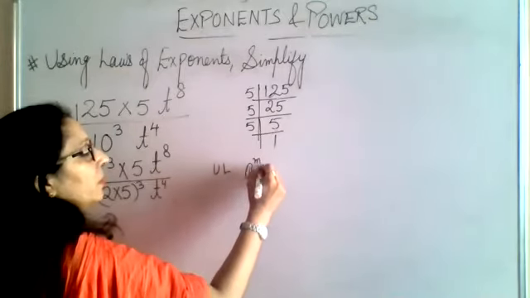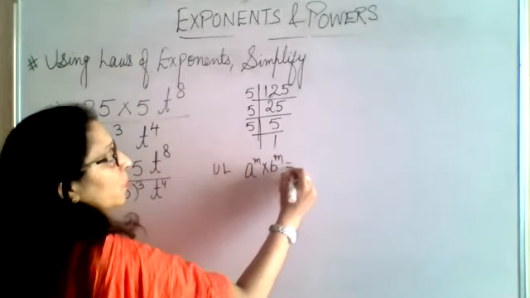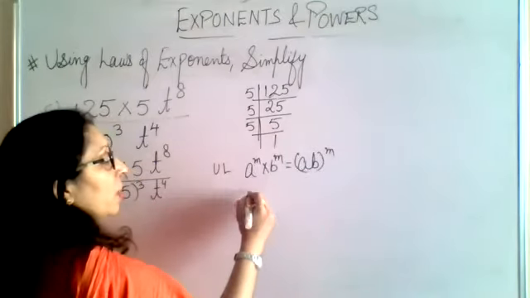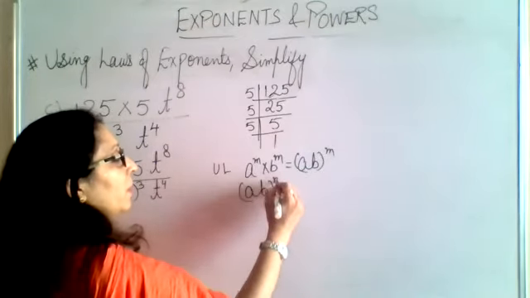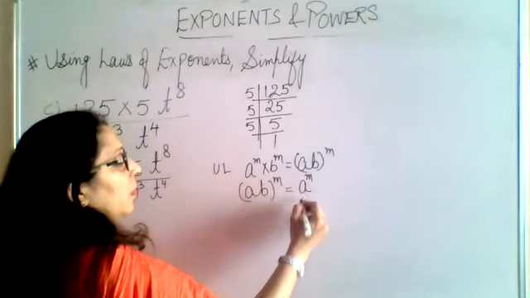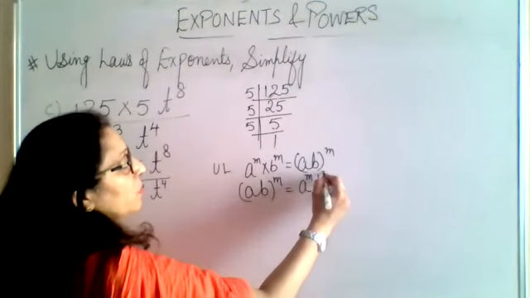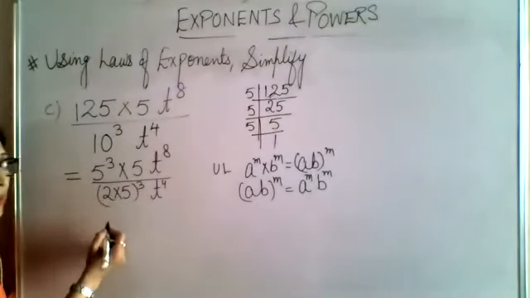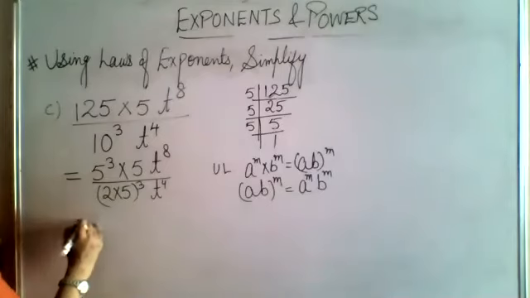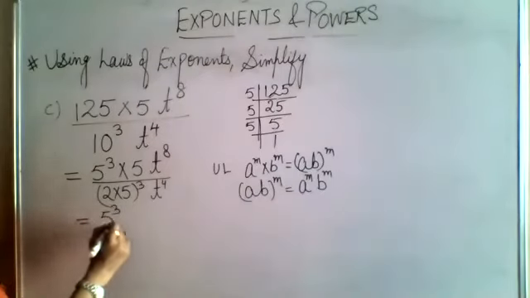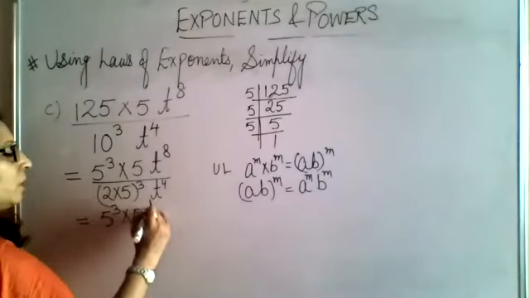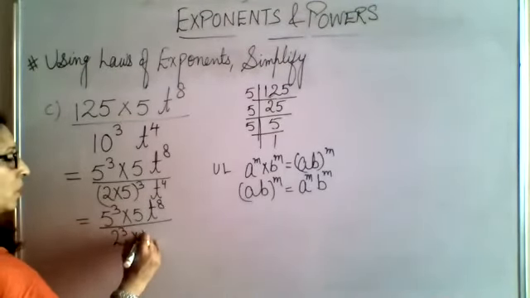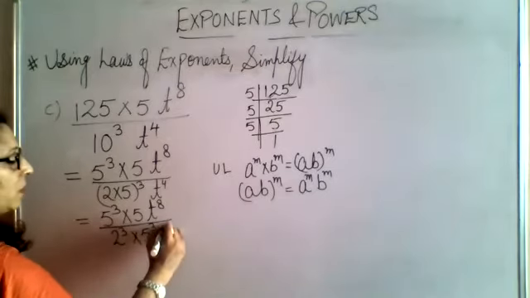If bases are different and powers are same, you can write the bases together, if you remember, A into B raised to power m. Vice versa, if it is given in this way, you can write separately: A raised to power m and B raised to power m. Similarly, in place of A, B, it is written 2 into 5. Power is 3. So you can write separately: 5 raised to power 3 into 5t raised to power 8 upon 2 raised to power 3 into 5 raised to power 3.